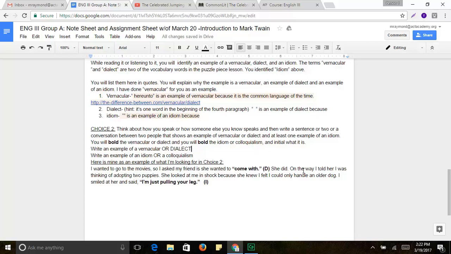Okay? She did. On the way, I told her I was thinking of adopting two puppies. She looked at me in shock because she knew I felt I could only handle an older dog. I smiled at her and said, I'm just pulling your leg. This is an example of an idiom. I have bolded, see, bold the idiom, right? Or colloquialism. I bolded the idiom, and then I initialed it, I for idiom. Okay? That's all you're doing.